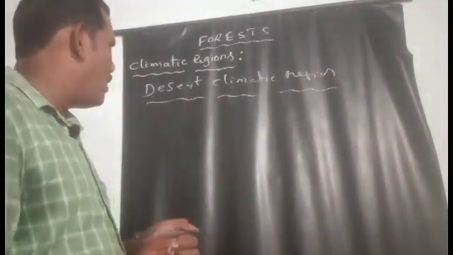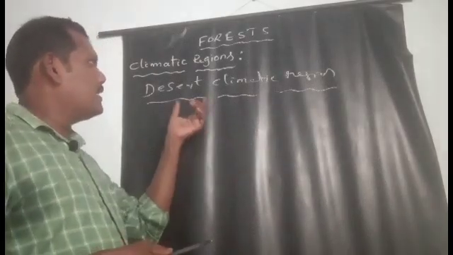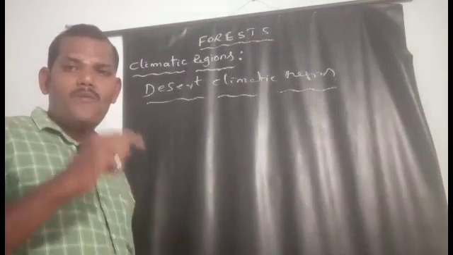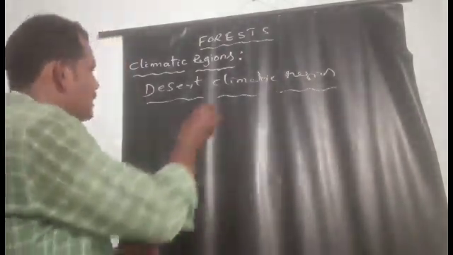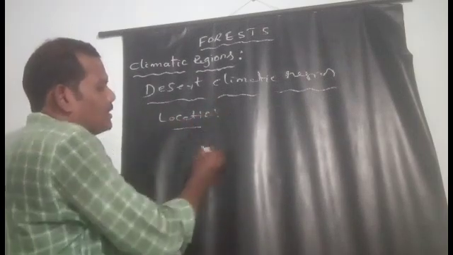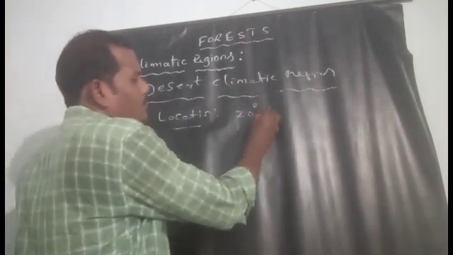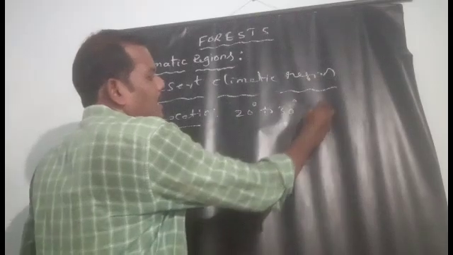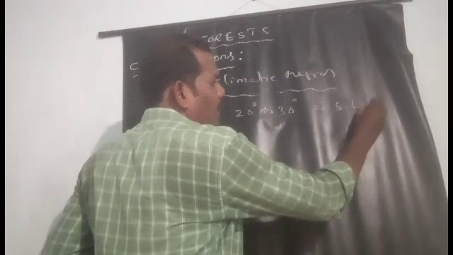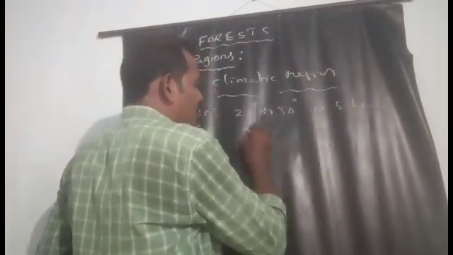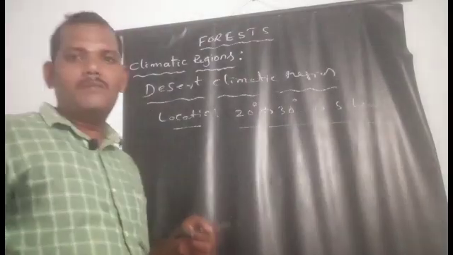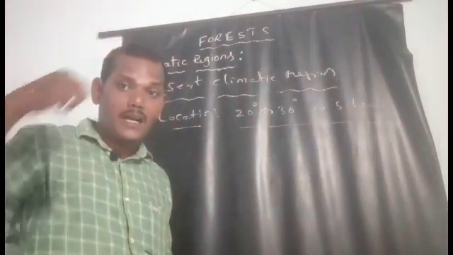In the next one, what are the next areas? Desert climatic region. What is the desert climatic region? Where is it located? First of all, the location of the desert region is 20 degrees to 30 degrees north and the southern hemisphere. These regions are covered by the deserts.